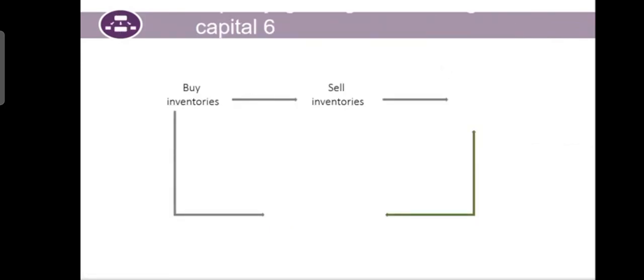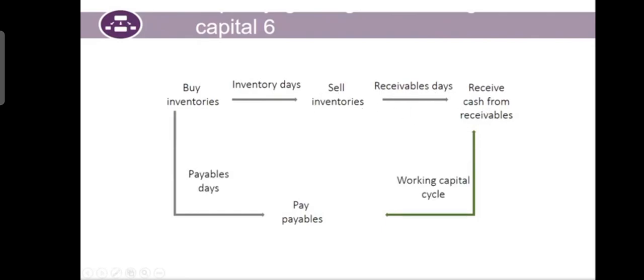We buy inventories, we sell inventories, and we receive cash. So here you have inventory days. This is the inventory, it remains within your warehouse. When you sell the goods and before receiving cash, it is called receivable days. And here you've got working capital. So this is called your cash cycle. So your cash cycle, actually, it includes what?